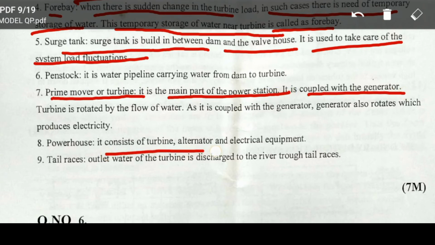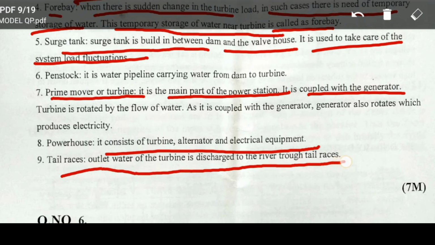A powerhouse is needed to step up the high voltage. Tail race: the outlet of the water turbine is discharged to the river through the tail race.